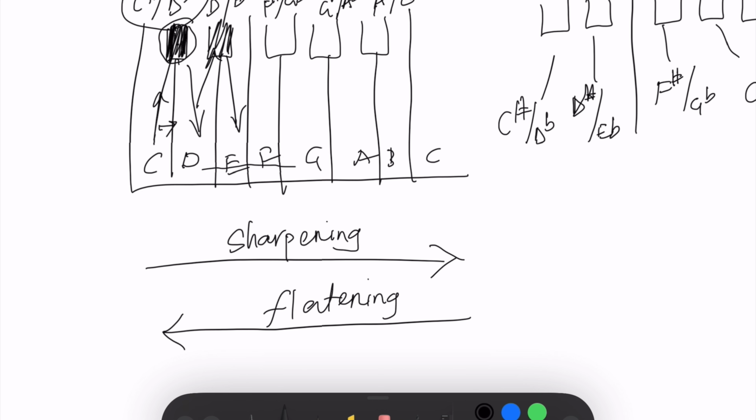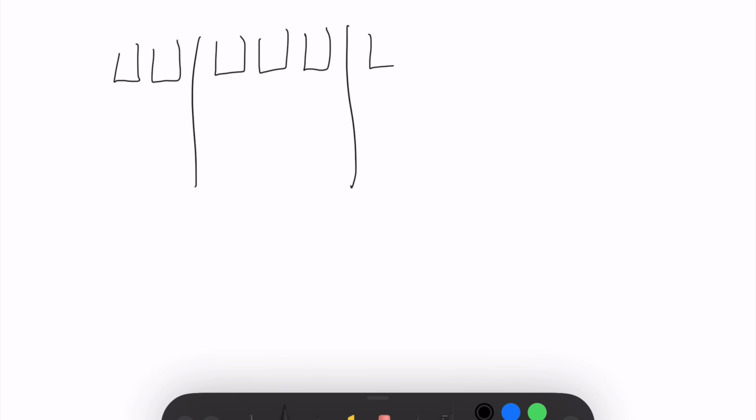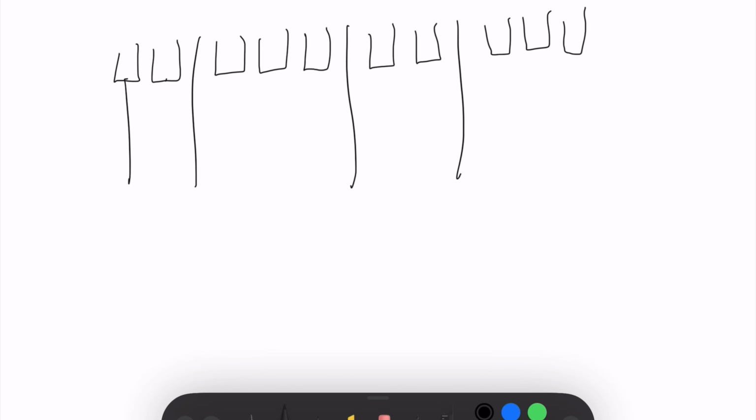Now, let us do the same for the key of F. Or in this case, we're talking about 1 sharp, which is G. Okay, let's do the same for the key of G. For the key of G, we will move in the same tone, tone, semitone, tone, tone, tone, semitone. Okay.